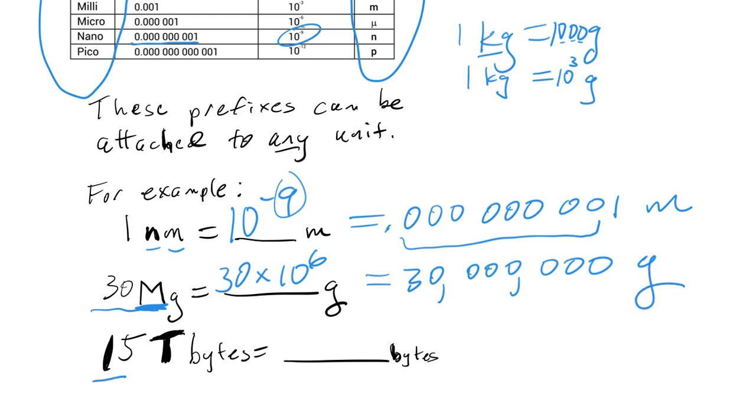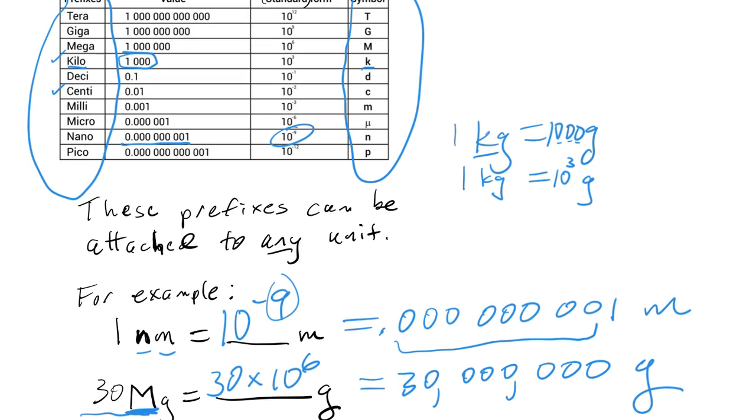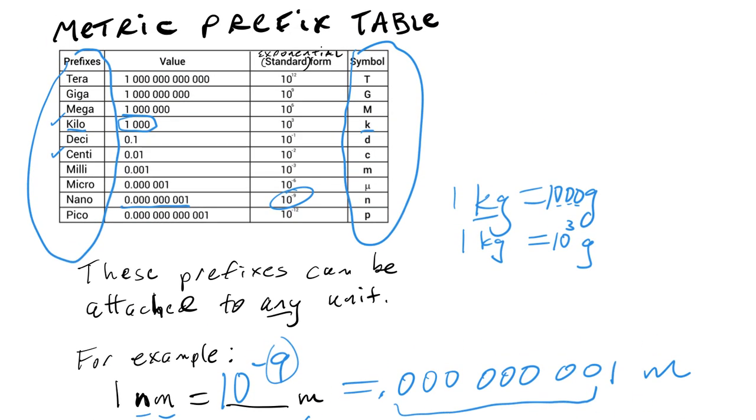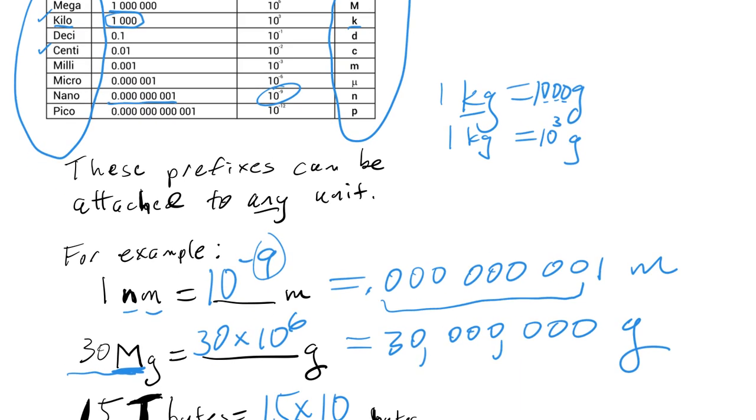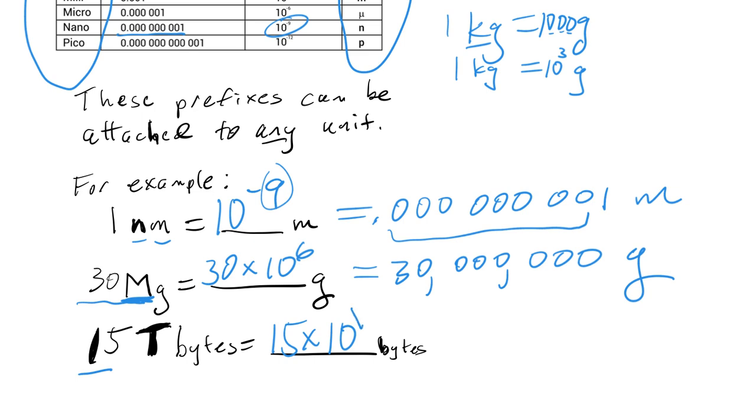15 terabytes, like in a hard drive. 15 terabytes is 15 times 10 to the what? Tera stands for 10 to the 12, a trillion. I'm not going to write that with 12 zeros after it.